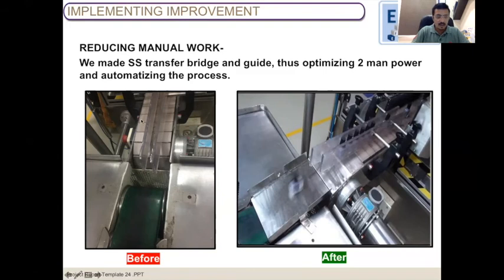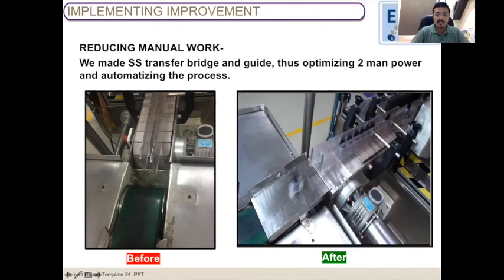So instead of having two manpower to transfer these bottles from this place to this place, they provided this SS bridge, and now the bottles come over here, and they can transfer them to this particular guide. Looking at the solution, it looks very easy, but they were working in this way for so many years. By understanding the fundamentals of Muda and various approaches, they picked up this project and could save manpower within no time.